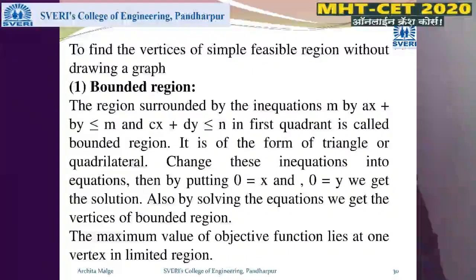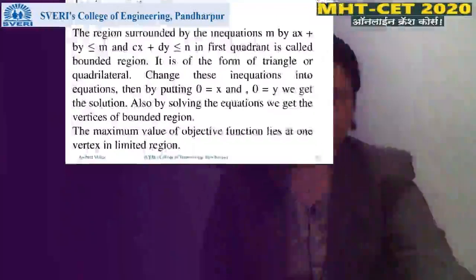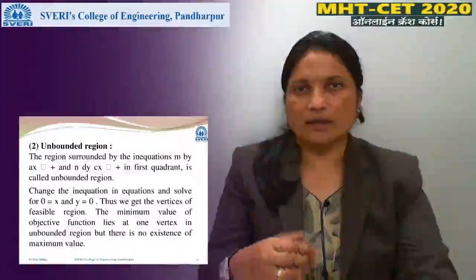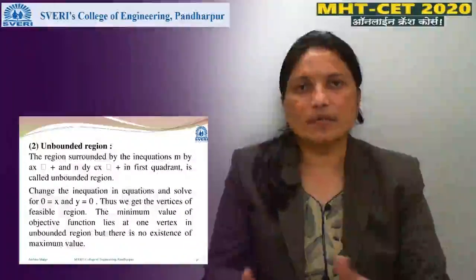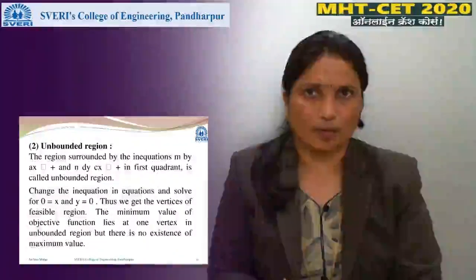Also by solving the equations, we get the vertices of the bounded region. There is a simple method to plot the graph. The maximum value of the objective function lies at one vertex in the bounded region. You will get the idea while we are solving examples of linear programming problems.